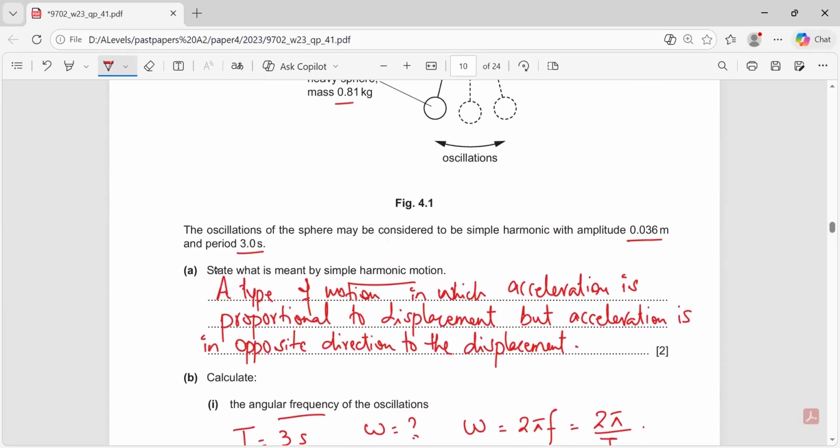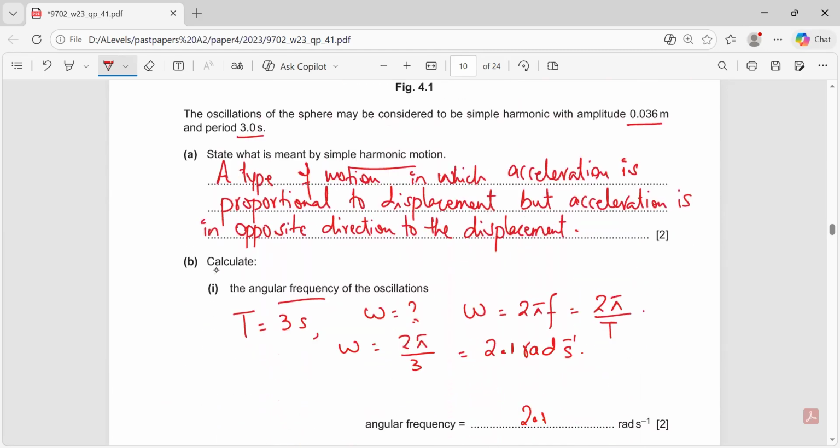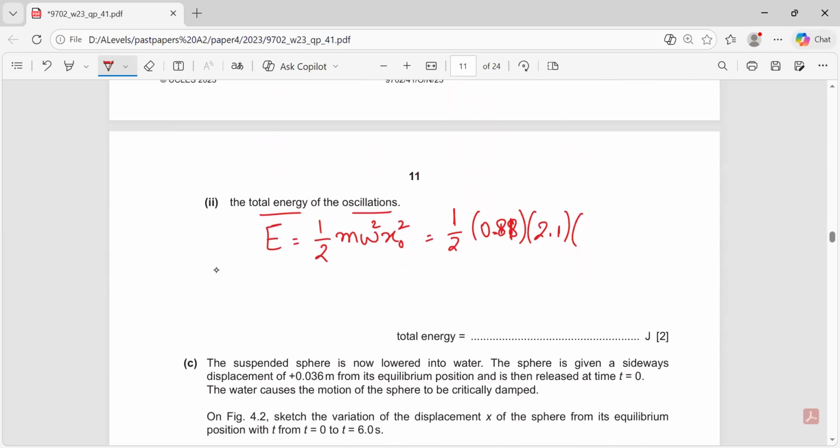What is x naught we are having? X naught is going to be 0.036. So you are going to multiply them. What will be the value you are going to get? It is going to be 2.3 into 10 power minus 3 joules. So total energy will be equal to 2.3 into 10 power minus 3 joules, right?